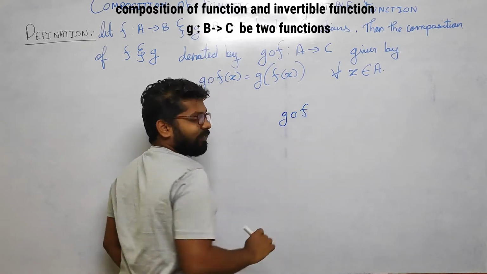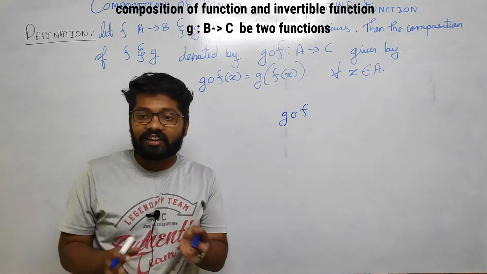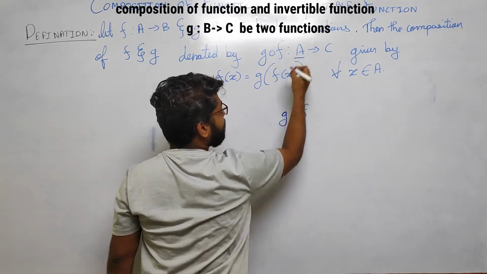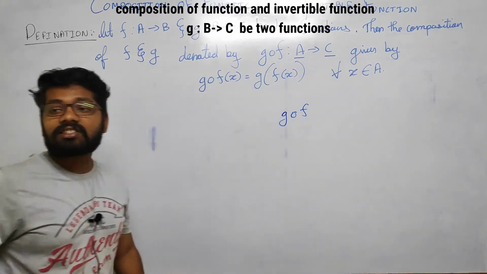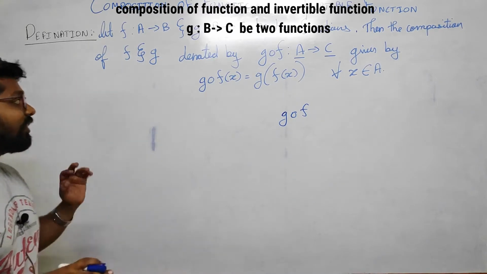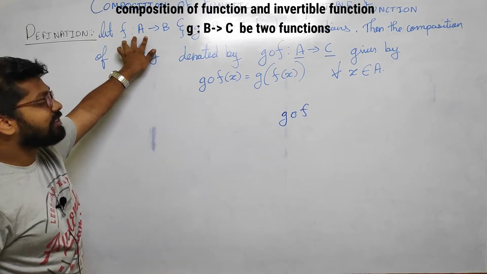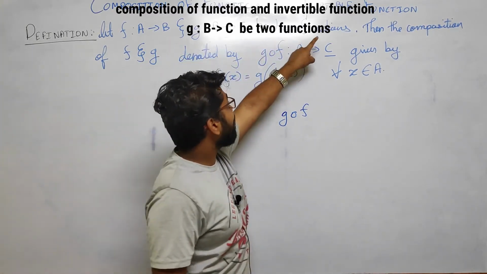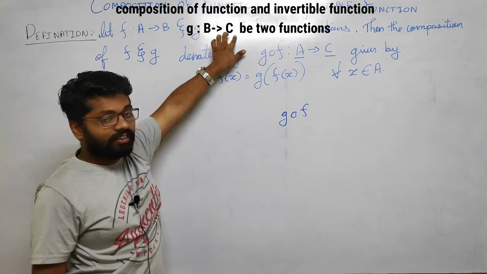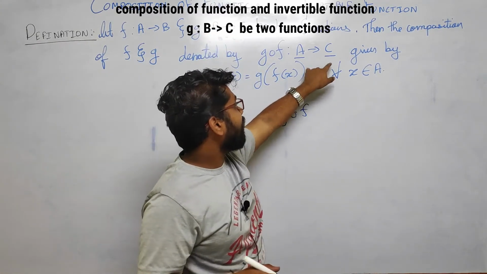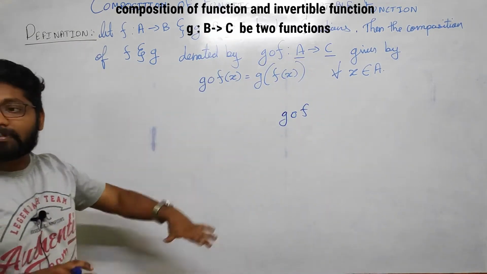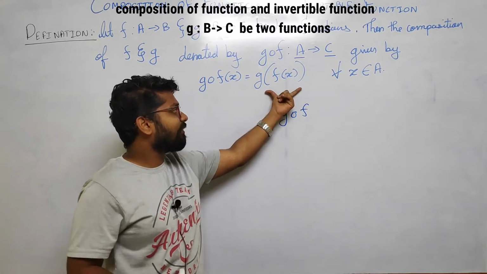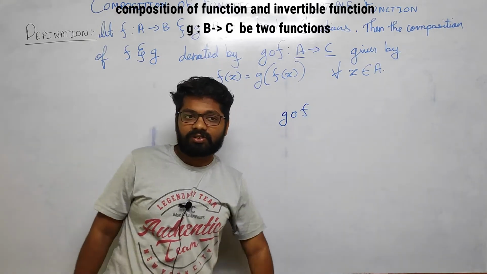How do you read this? g circle f, or just for your better understanding, we call it gof. Now if you see here, the domain of gof is A and the codomain is C. This is the main important point I wanted to convey here. The domain of function f will be the domain of gof, and the codomain of function g will be the codomain of gof. We'll explain with an example. It is denoted by gof(x) = g(f(x)) for all x belonging to A.